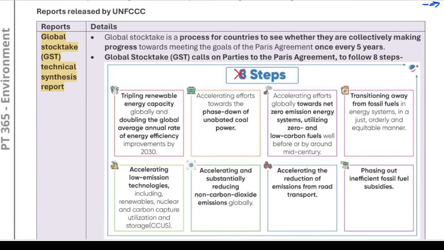So this UNFCCC releases some reports. You have to just remember their names. Okay, Global Stocktake, Technical and Synthesis Report. Who releases this? UNFCCC, you must remember.